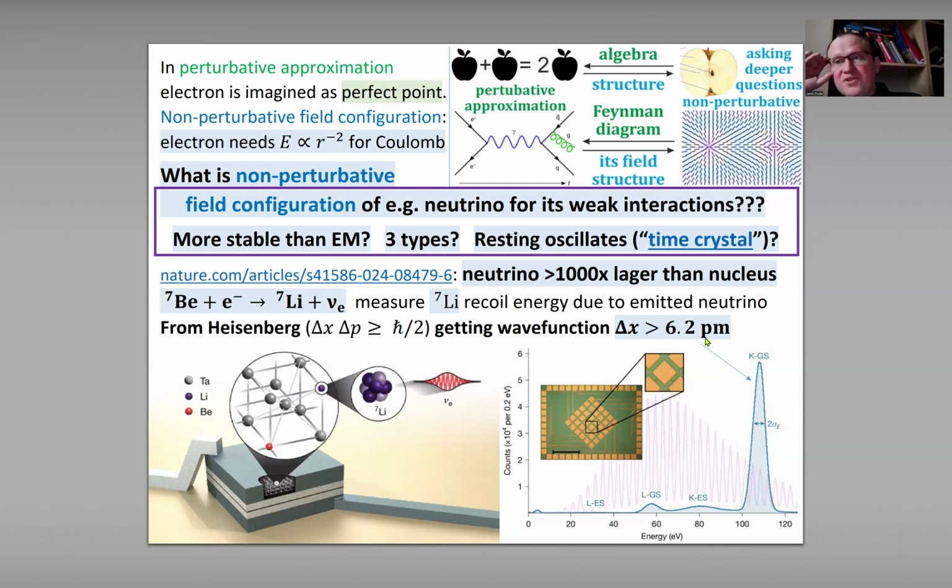So the neutrino is quite complicated. While in perturbative approximation it is imagined as a perfect point, in fact it's quite complicated. It should be a field configuration of a very large potential size. So we will also discuss it. Moreover, it has three types. It's much more stable than electromagnetic photons. It can go through the Earth. It has these oscillations as a resting configuration. So we will talk about how to get it also.